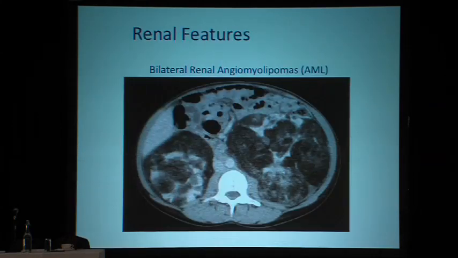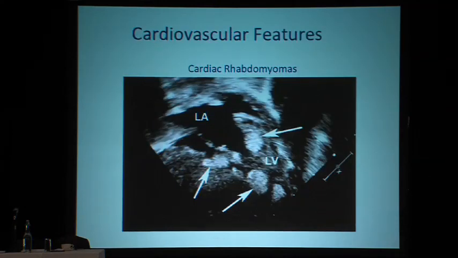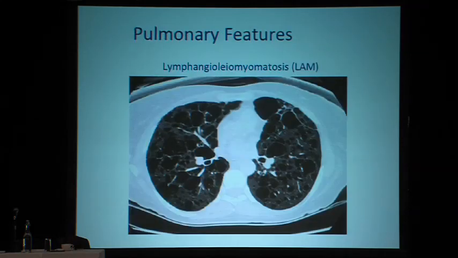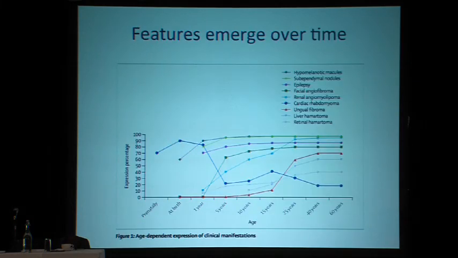Kidney disease is also a real concern in TSC. And then cardiovascular features are also found, and this is, interestingly enough, mostly found in infants and toddlers. And then it also affects the pulmonary system, and this actually also affects mostly women. What is interesting about this is that these features emerge over time. So some of them are more prevalent in infancy and childhood, such as the cardiac rhabdomyomas, and then the other ones actually emerge into adulthood, which is mostly where we see diseases with the kidney.